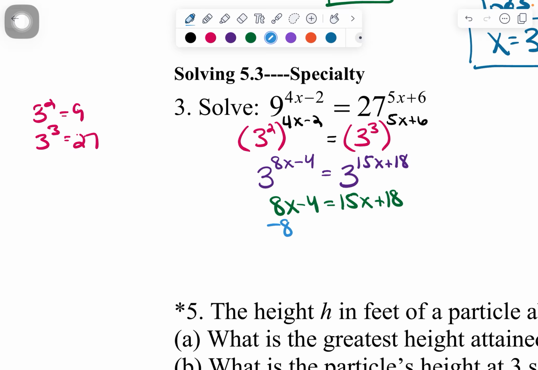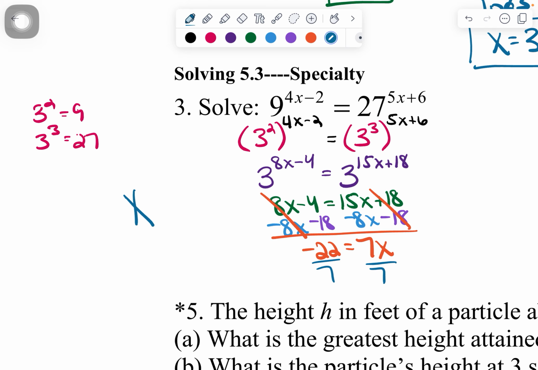So I'm going to subtract 8x, and at the exact same time, I'm going to subtract 18. That will get my x's to the right side and my numbers to the left side. Notice that nothing is double stacked; they're not interfering with each other. So 8x minus 8x, bye-bye. Negative 4 minus 18 should be negative 22. 15x minus 8x would be 7x. 18 minus 18, gone. To finish it out, we're going to divide both sides by 7.